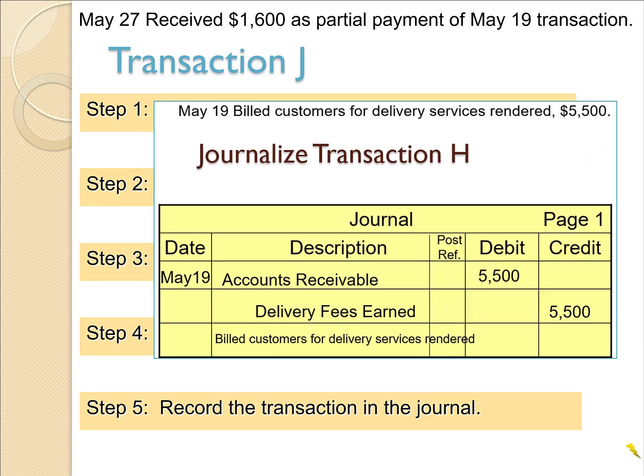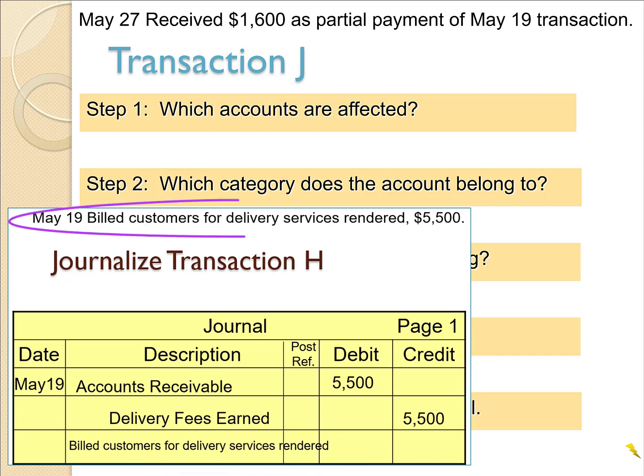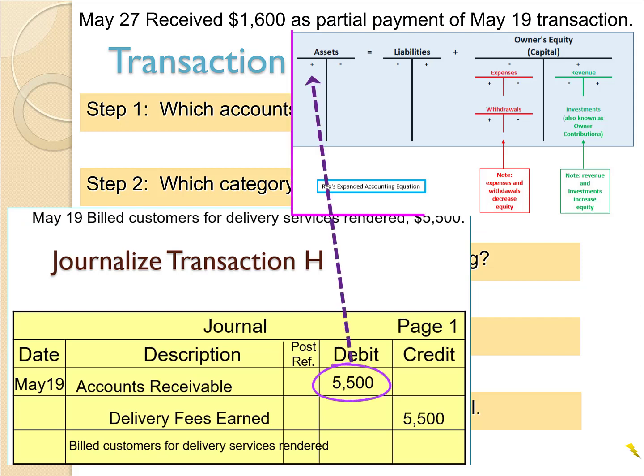So here's the journal entry for the May 19th transaction. And notice the description of the transaction says, billed customers for delivery services rendered. So we performed some services and we billed the customers. Remember, it says we billed them. They did not pay yet, because this doesn't say that they paid. So we increased accounts receivable with a debit.